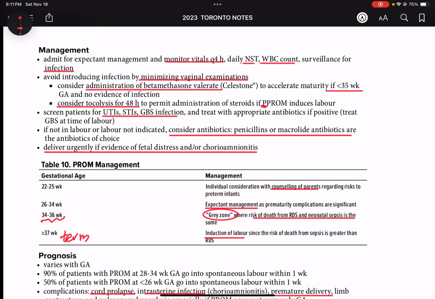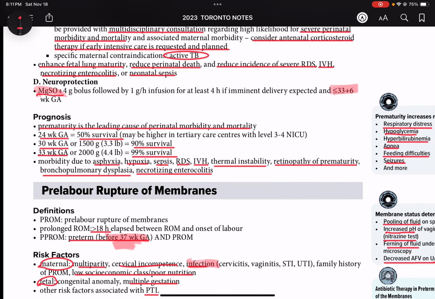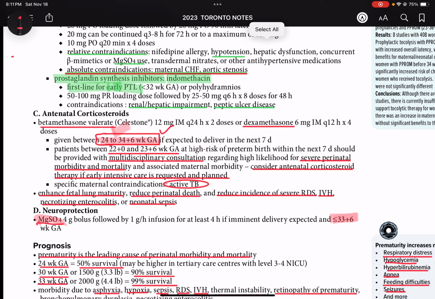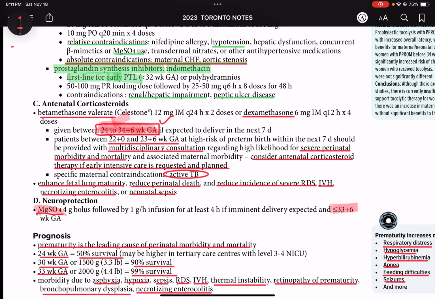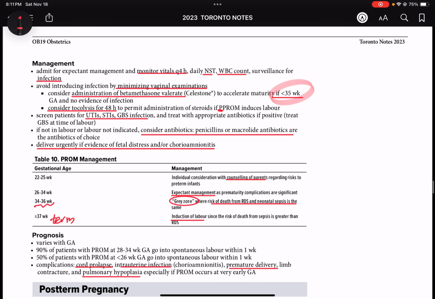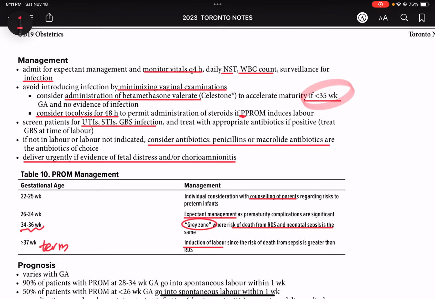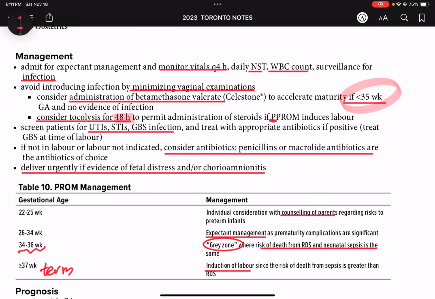So betamethasone administration if less than 35 weeks. This is what you have to learn: less than 35 weeks. Right here we read 24 to 35 weeks. So less than 35 weeks, make sure you give them antenatal steroids. Consider tocolysis for 48 hours to permit administration of steroids if P-PROM induces labor.